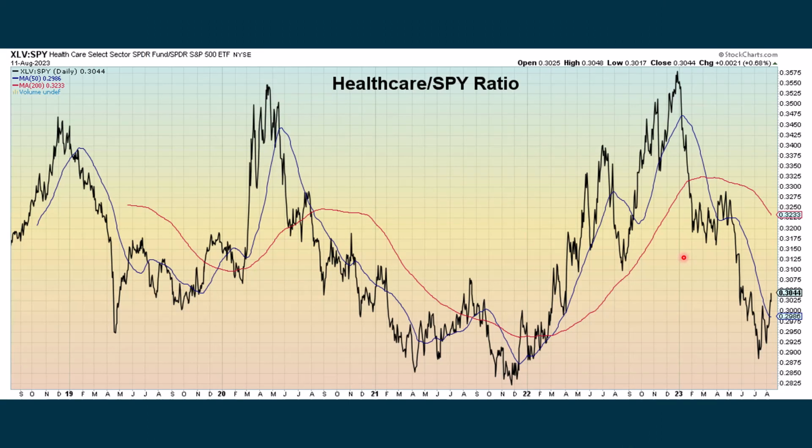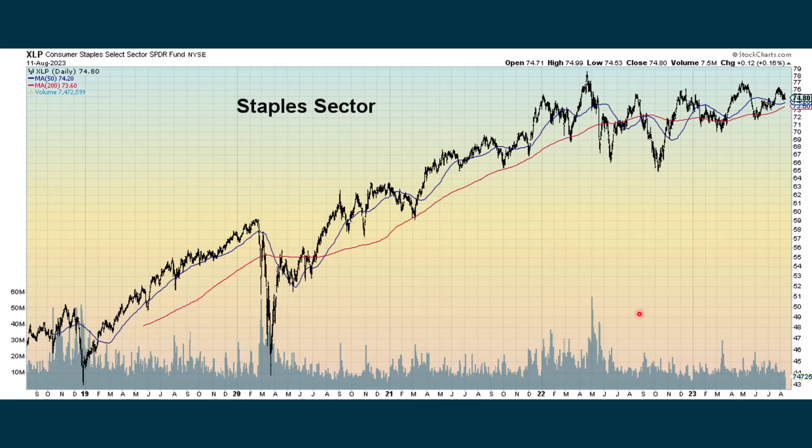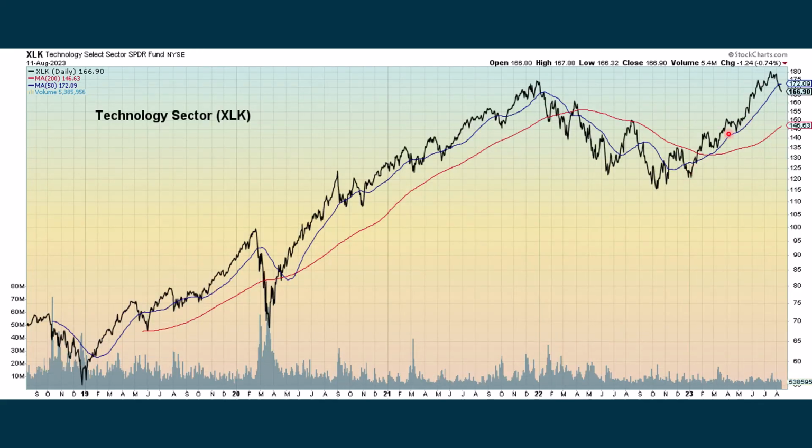Here's another look at healthcare, showing that it is in an overall downtrend, but over the last week saw some strength. We look at discretionary to the S&P. After spending a long time in 2022 underperforming, now it's been one of the stronger sectors in 2023. The staple sector is pretty much going sideways, but still in an uptrend. The tech sector is also seeing some recent weakness, but still in an uptrend.